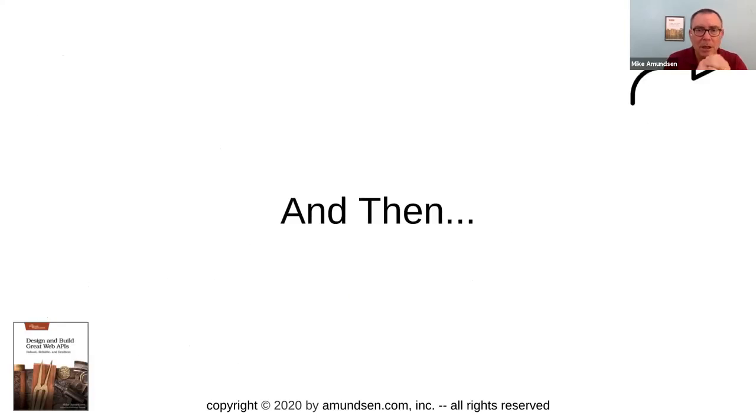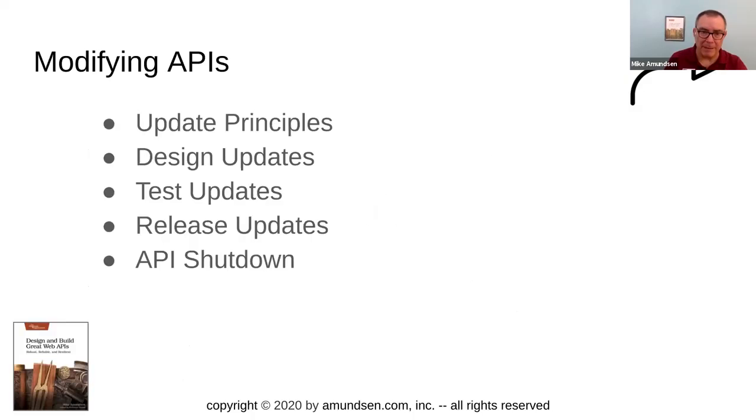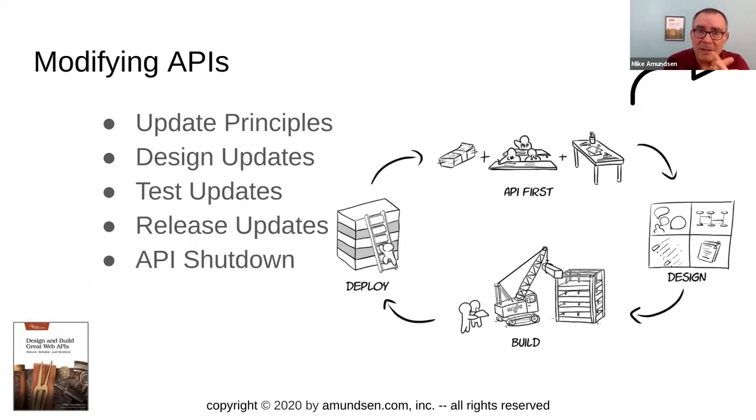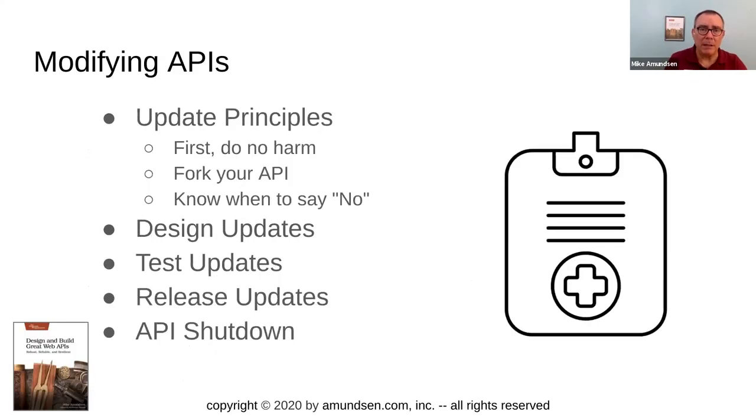I want to talk about one more thing after release. And that is, in a lot of ways, I think, the most important thing, and that is modifying. Once you get it into production, it doesn't end there, it starts there. Now you've got lots of other things you need to do. I just want to talk about some basic principles about updating production APIs, because it's a really important element.